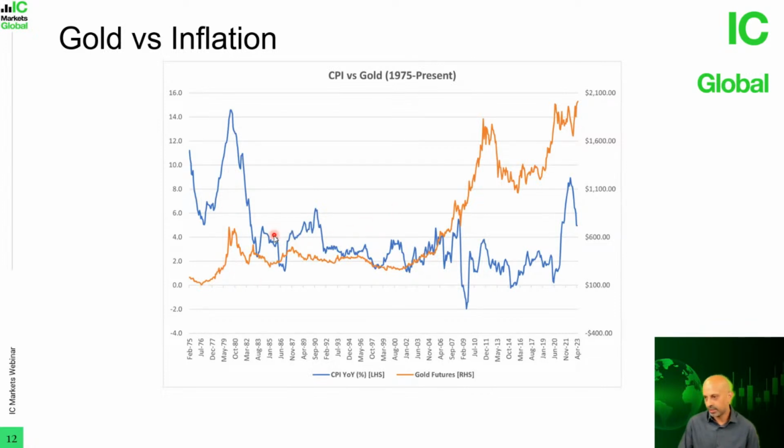Now, the next inflation pickup comes in the mid 1980s, and we can see CPI inflation going from about 2.1, 2.2% rising quite sharply to nearly 5%. But over this period, we see that gold did not actually function as a good hedge.